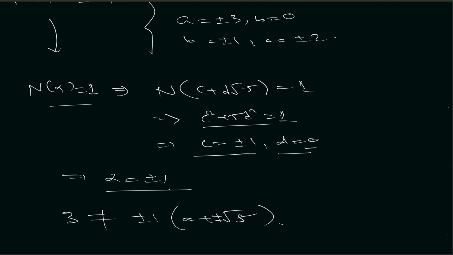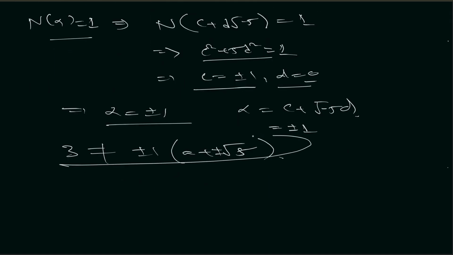This means that alpha has to be equal to plus minus 1, because alpha is c plus square root of minus 5 into d, but d is 0. That means c is plus minus 1. But this is absurd. This cannot happen. You cannot choose such an alpha, right?